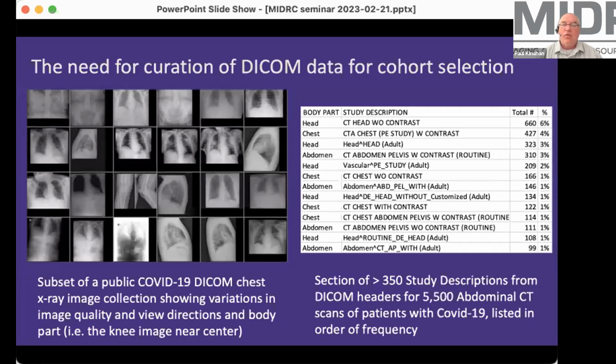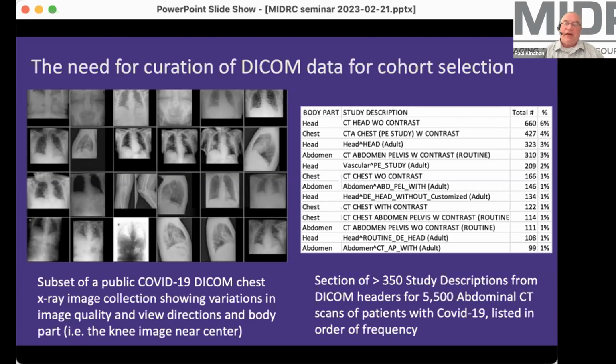On the left is an example from the early days when we started. This was from a collection of X-ray images of the chest, so radiographs. And you can see by just a quick look that there's a lot of variability in the quality, but also in what's in the images as well. Some are AP, some are lateral. There's one in the center, which is actually a pair of knees, even though the image was labeled as a chest image. So that gives a sense of the variability in the images themselves.